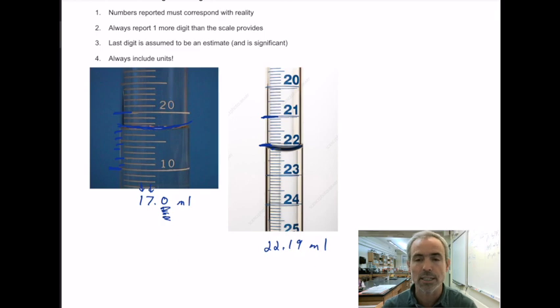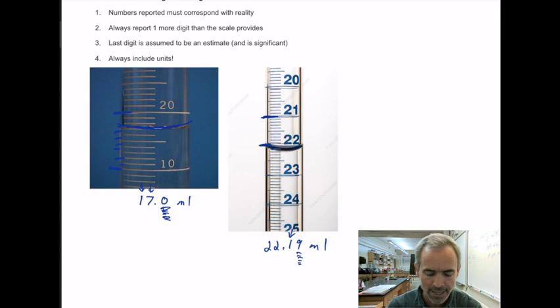You could have said 22.18, 22.19. You couldn't say 22.20 because it's clearly not quite there yet, all right? So again, my scale gives me the tenths place. I report to the hundredths place, and that 9 is assumed to be an estimate.